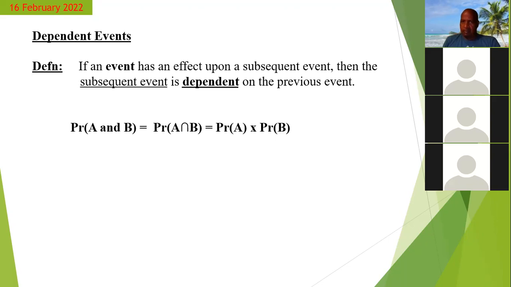So with a dependent event, for example, you'd have two events, right? And one would directly impact the outcome of the other event. All right. An independent event is where two events do not correlate, they have no impact on each other.